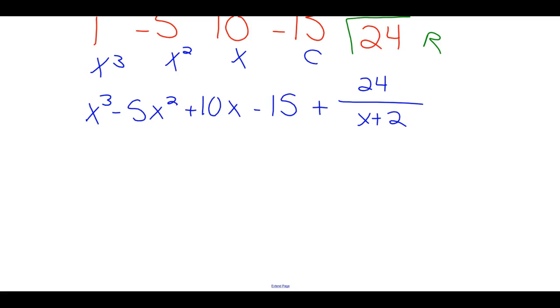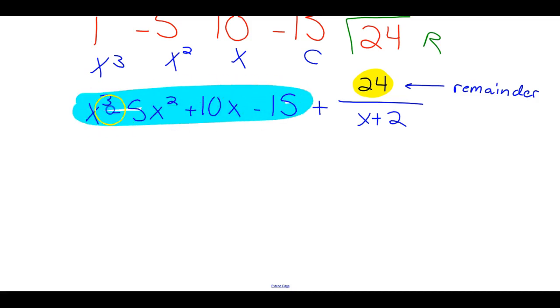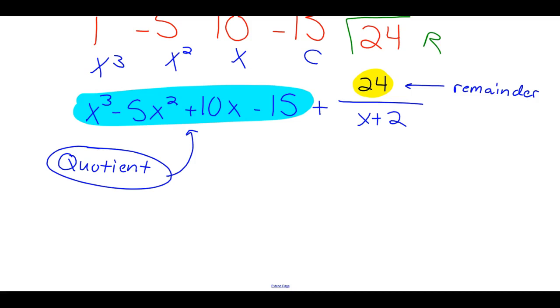Now there are a few things that you need to know, okay? So on the test, it's going to ask you these words. So what was this called again? That's the remainder. So if it asks you for the remainder, you can write 24, or you can write 24 over x plus 2. Either one of those is fine. Does anyone know what the answer is called? Like this part of your answer? The quotient. So the whole part of your answer is called the quotient.